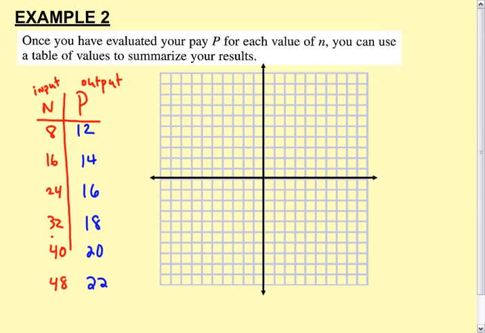Okay, folks, example number 2 says once you have evaluated your pay for each value of n, you can use a table of values to summarize your results. And that's what we have here, okay? And we're going to use that table of values to graph it and see what happens, see how our money grows with the increase in the number of quarts that we pick.